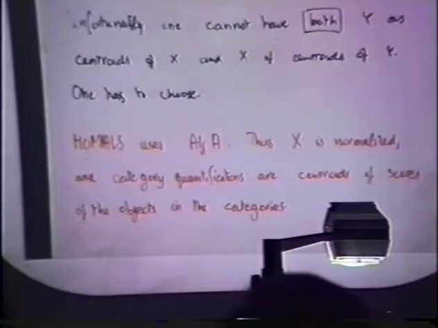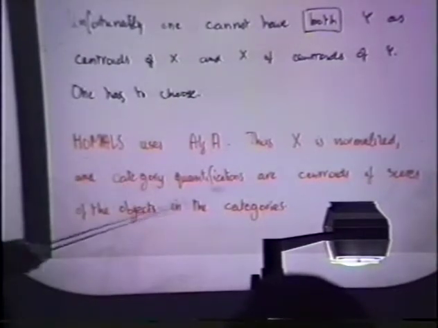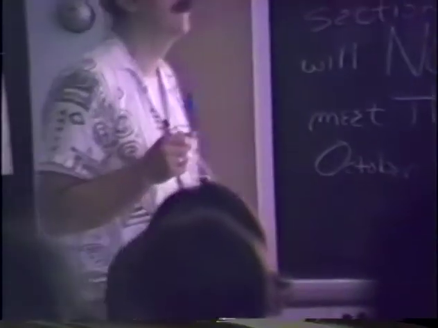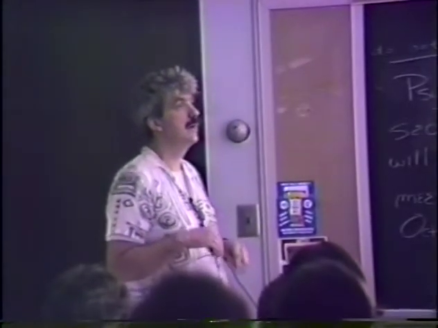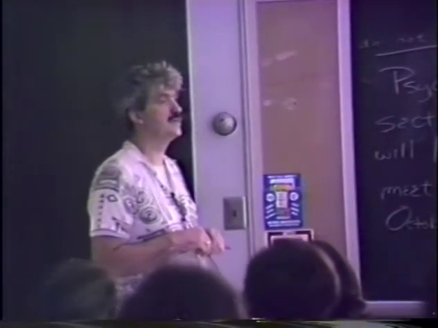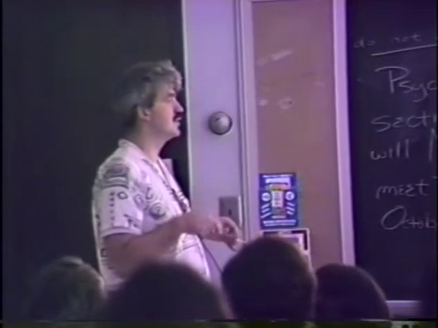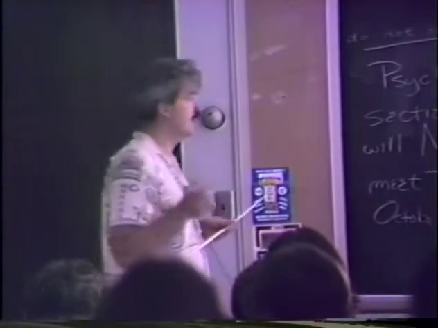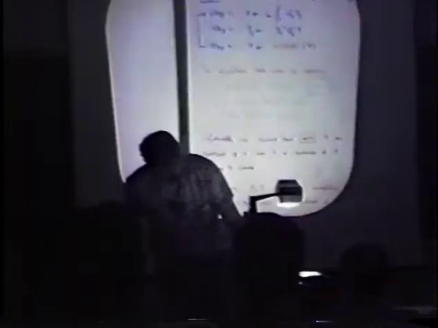Thus, x is normalized, and category quantifications are centroids of scores of the objects in those categories. This is not necessarily the best option for all circumstances, but it is a very convenient option if you have a lot of objects. If you have a lot of objects, then it's nice to have them normalized and to have the category quantifications, of which there are fewer, as centroids of the corresponding objects, as I will show in some of the examples of the technique.